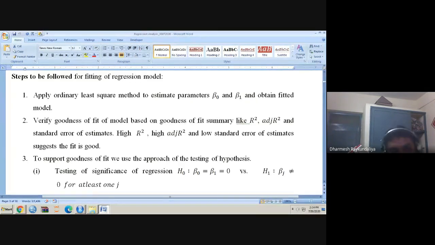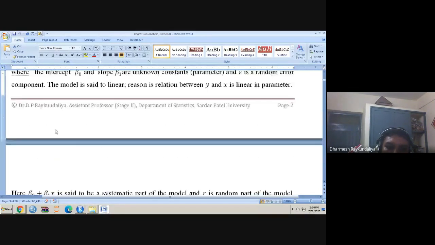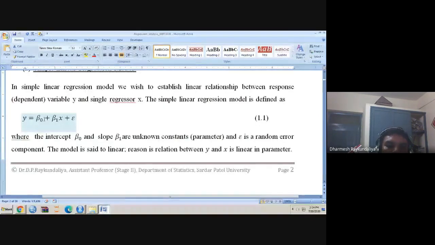So once I told you that in this model, the estimation part is done. It means that we know the value of beta 0 and beta 1. Now we have to test whether this beta 0 and beta 1 are statistically significantly different from 0 or not.